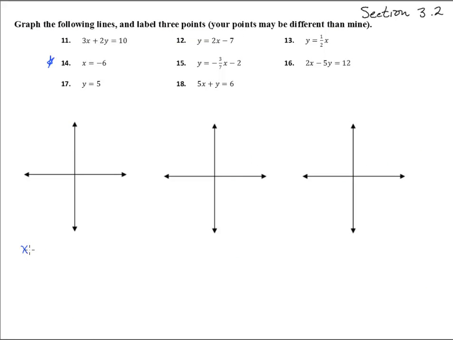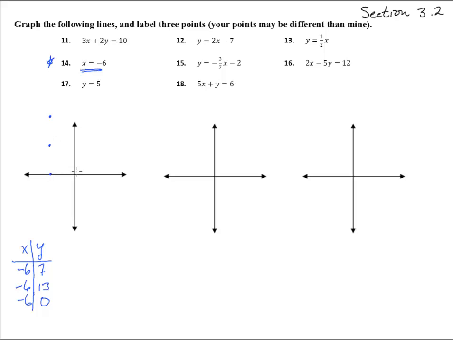Number 14. X equals negative 6. Oh, this is one of those special ones. It doesn't have any y in it. So x is going to be negative 6. That's what it says. X equals negative 6. No matter what. So we could put y as 7, y is 13, and y is 0. So we get negative 6, 7; negative 6, 13; negative 6, 0.